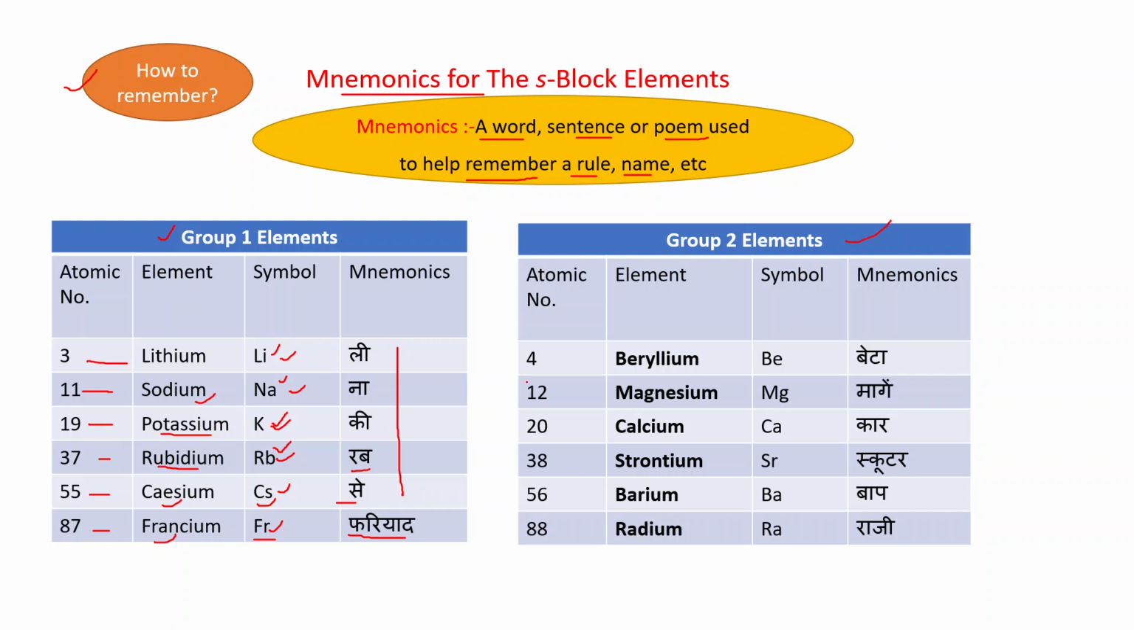Group 2 elements. Atomic numbers are 4 beryllium Be, 12 magnesium Mg, 20 calcium Ca, 38 strontium Sr, 56 barium Ba, 88 radium Ra. And how can we remember?